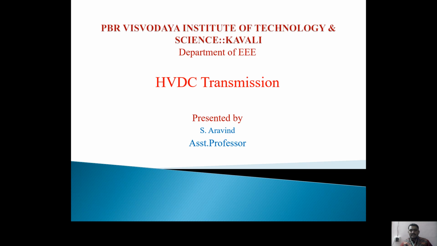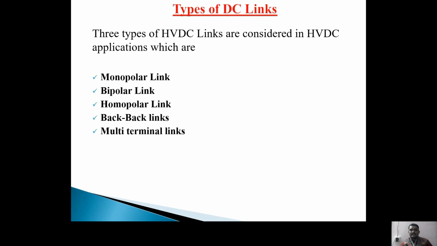Types of DC links. Three types of HVDC links are considered in HVDC applications, which are monopolar link, bipolar link, and homopolar link. After that we are also utilizing the remaining two, back-to-back links and multi-terminal links, which are also considered for HVDC applications. But as of now we are using the three types of HVDC links: monopolar, bipolar and homopolar links.